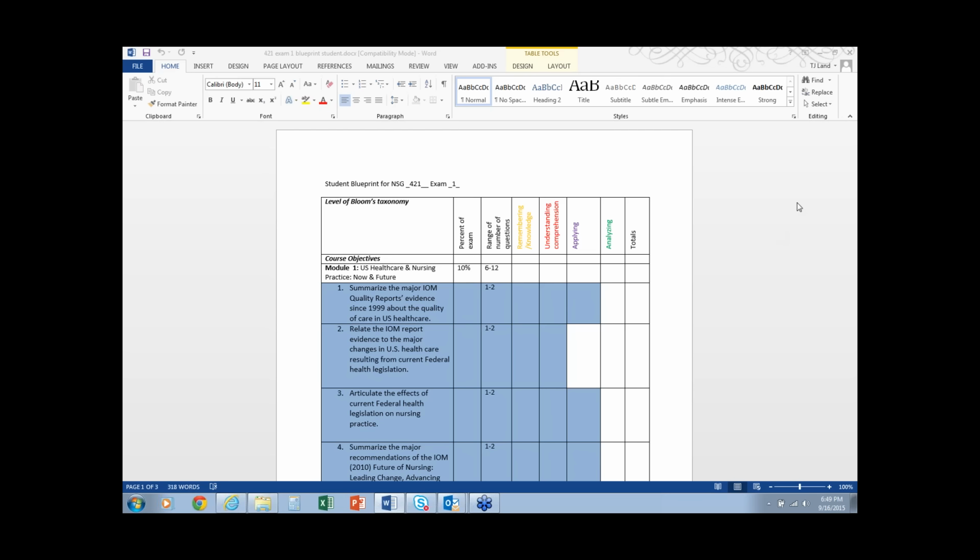Now, the last one, the fourth one that you need to be familiar with is the Future of Nursing, Leading Change, Advancing Health Report, and that's from 2010. The recommendations it has are actually 8 of them. The first one is that there needs to be a removal of scope of practice barriers.